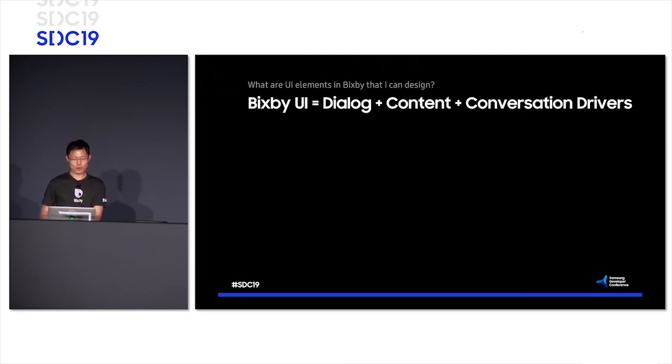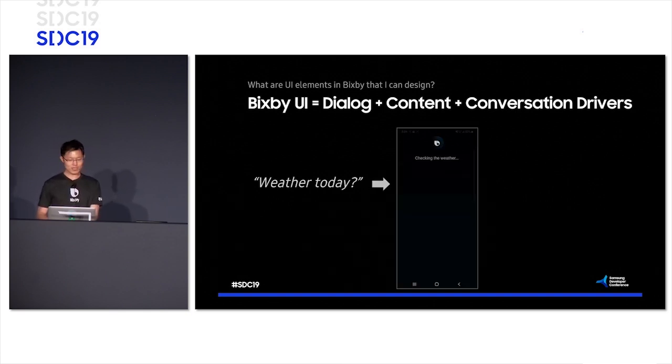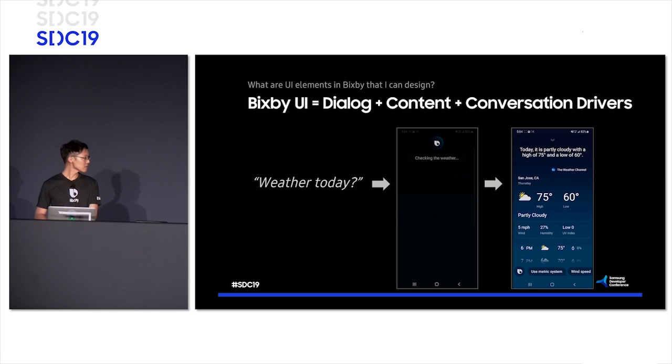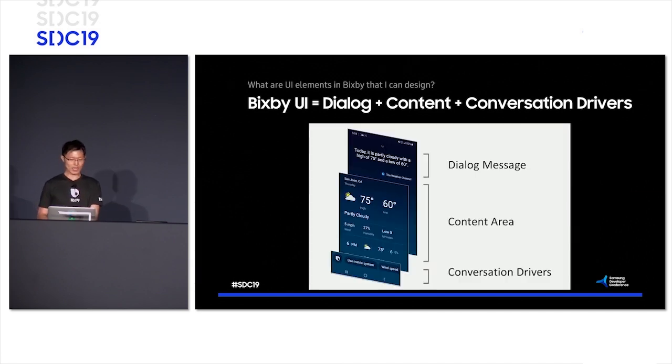Before we jump into more details about Bixby View, let me do a quick recap of Bixby UI. What are the UI elements we as a developer have control of? Think of a natural language question like weather today. While Bixby is thinking, it displays a transient screen that displays temporary dialog message. Then when it has an answer, it displays a screen like the one on the right side. And if you look at the top, it displays dialog message. In the middle, it displays content area. And at the bottom, it displays conversation drivers.